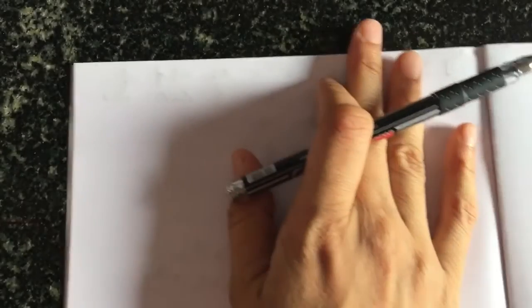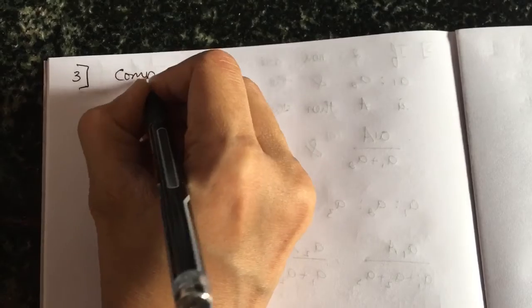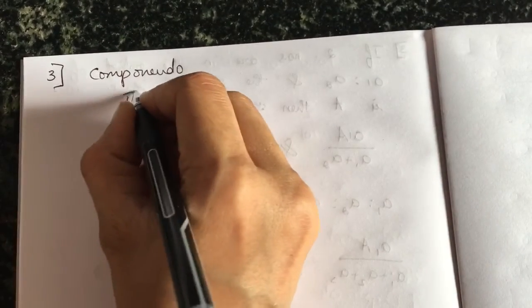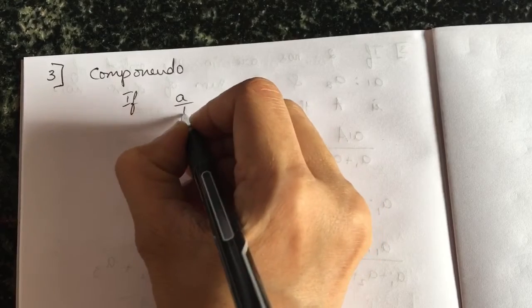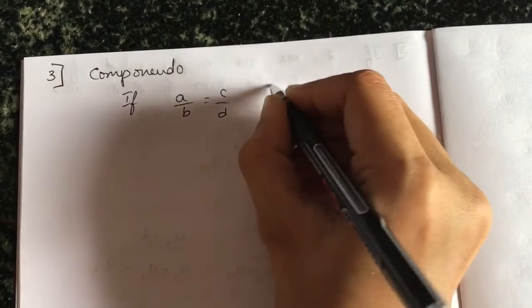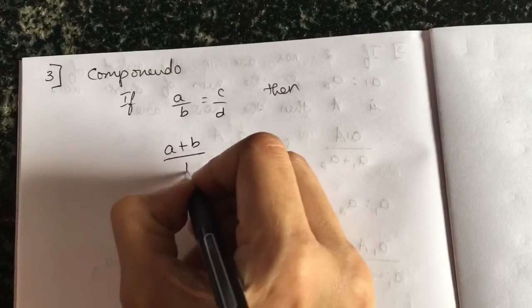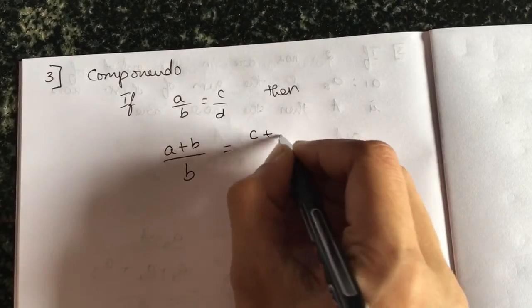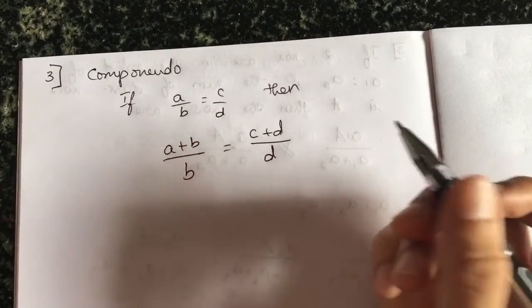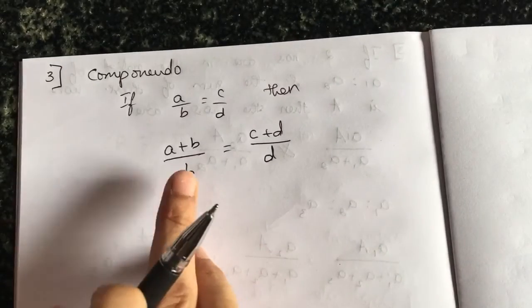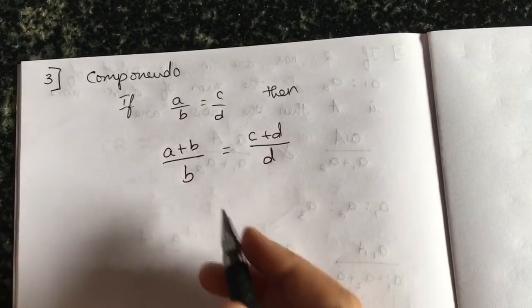Next one, compounding rule, componendo. If you have the ratio A is to B is C is to D, then A plus B by B equals C plus D by D. I'm just adding the denominator to the numerator.